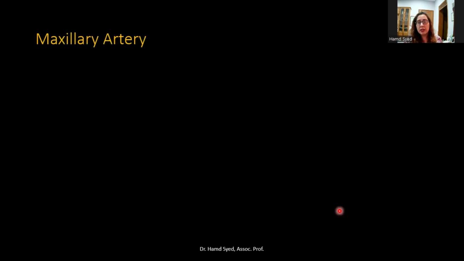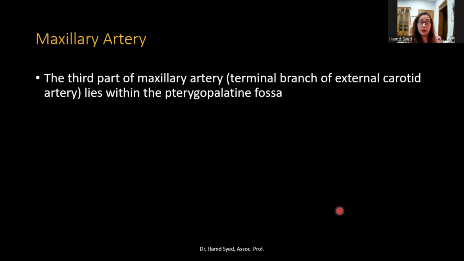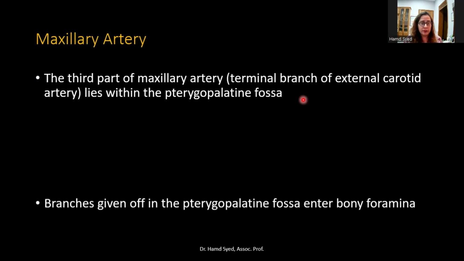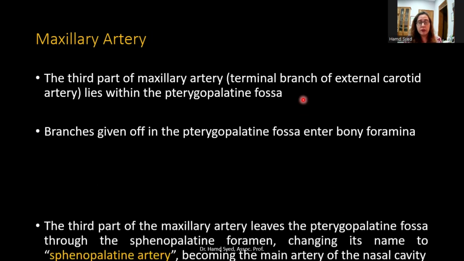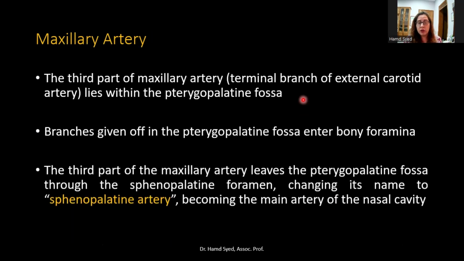Now let's talk about the maxillary artery, which is also present in the pterygopalatine fossa. The third part of the maxillary artery, remember, is the terminal branch of the external carotid artery that lies within the pterygopalatine fossa. Branches are given off in this fossa and then they enter the bony foramina. The third part of the maxillary artery eventually leaves the pterygopalatine fossa through the sphenopalatine foramen, where its name changes to the sphenopalatine artery, and then it will become the main artery of the nasal cavity.